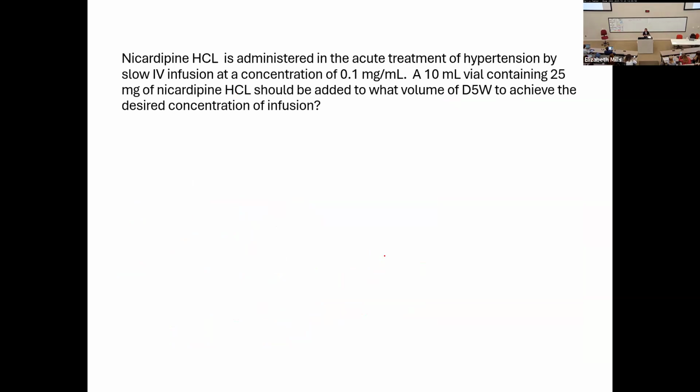Another example. Nicardipine is administered in the acute treatment of hypertension by slow IV infusion at a concentration of 0.1 milligrams per mL. We have a 10 mL vial containing 25 milligrams of nicardipine that needs to be added to what volume of D5W? So we need to figure out what size bag of D5W we need to achieve our desired infusion concentration of 0.1 milligrams per mL.